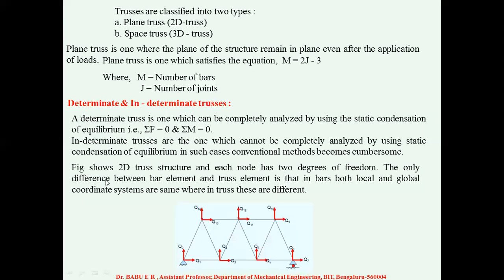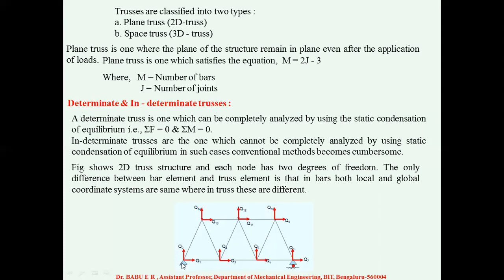The figure below shows a 2D truss structure. Each node has 2 degrees of freedom, as you can observe here. This is one bar element, this is one bar element, this is one bar element. The bar elements are modeled together, and this we will treat as a truss element.